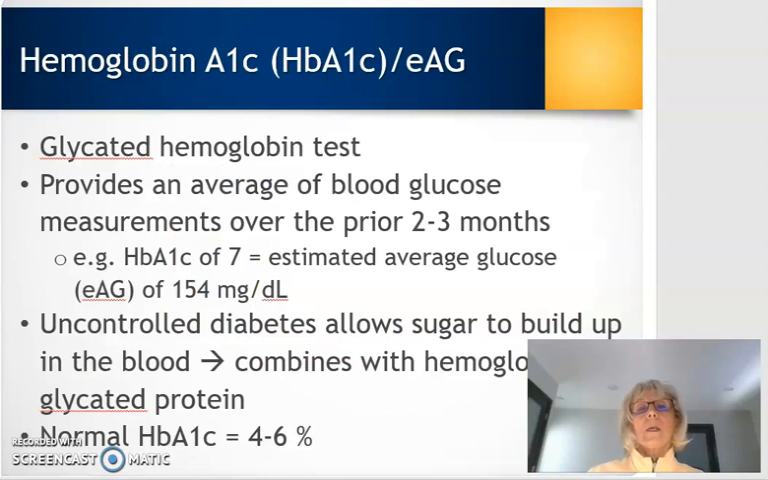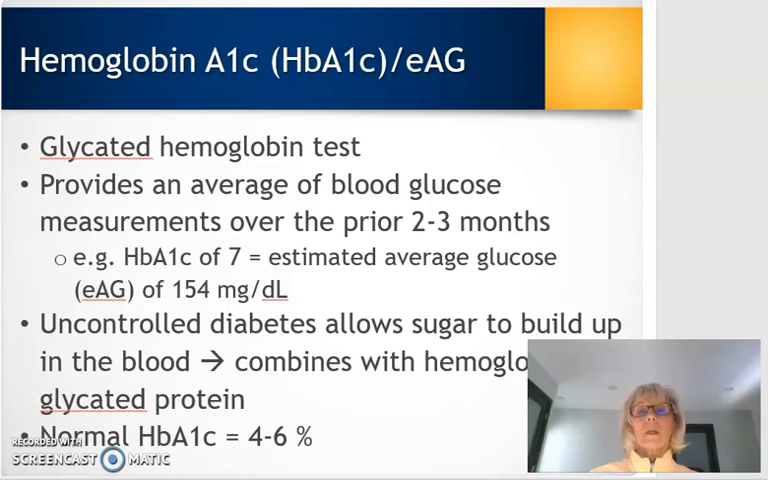So one of the ways that we can make certain that patients are on track is the glycated hemoglobin test, the best test that we have. And the cool thing about that is it really gives us not what the blood sugar is right here and now. It tells us what the blood sugar has been in the last 2 to 3 months. So it tells us what happens over time.